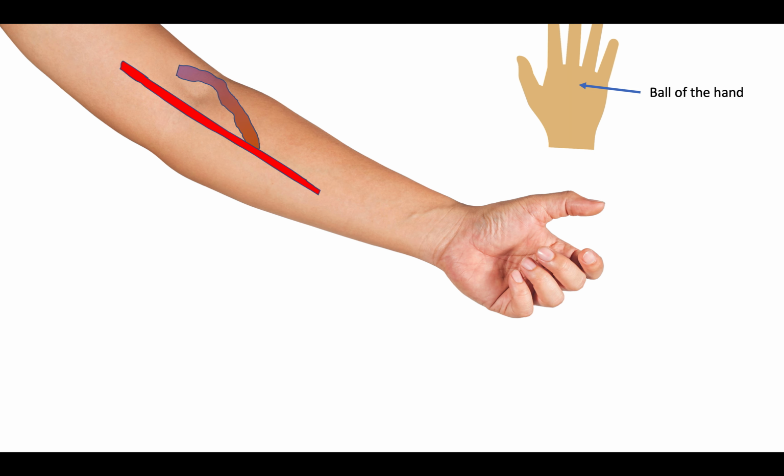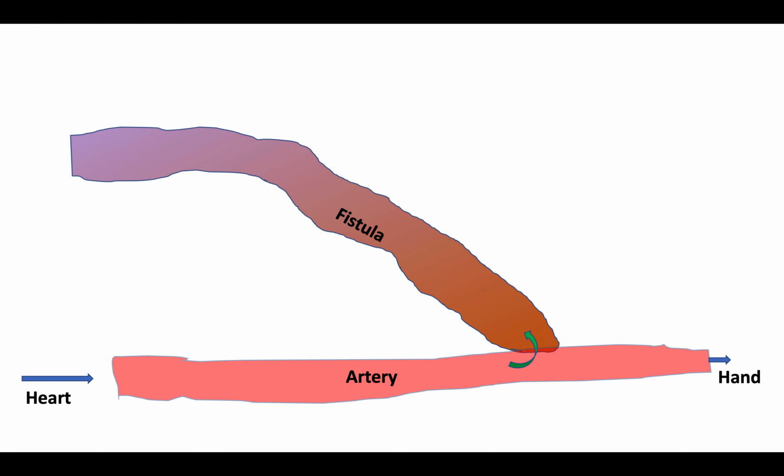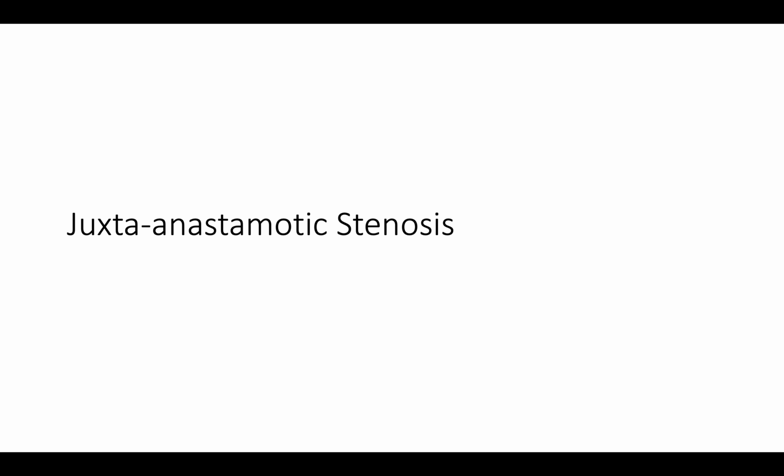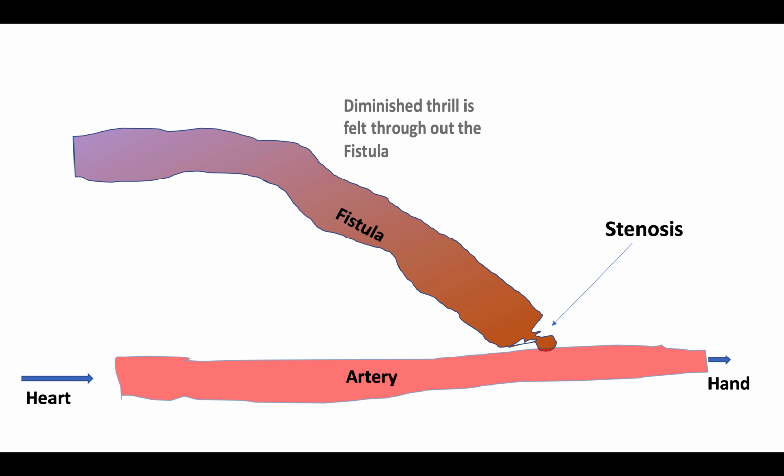Moving on next to the feel or palpation section of the exam. Feeling the fistula, or palpating the fistula, is best done with the ball of your hands. This increases sensitivity for very faint thrills. A normal AV fistula would have a strong thrill that is felt all through the cardiac cycle, and it's strongest at the anastomosis. A juxta-anastomotic stenosis will create a diminished thrill felt throughout the fistula.